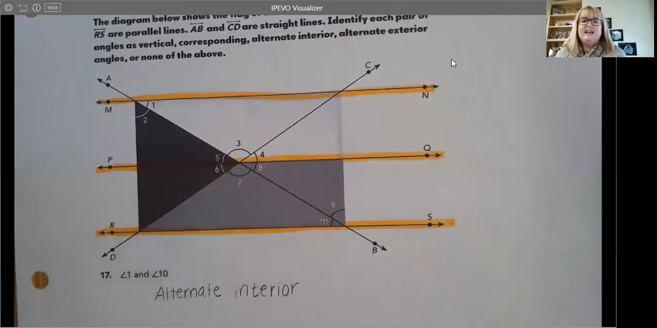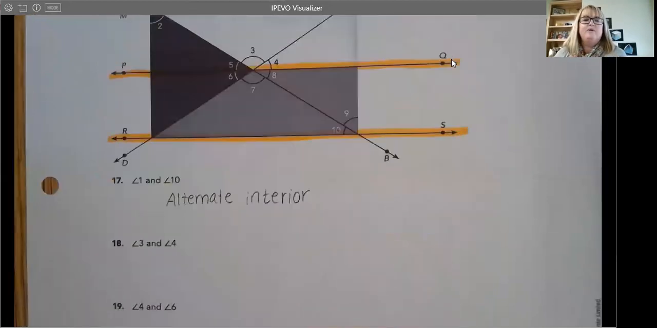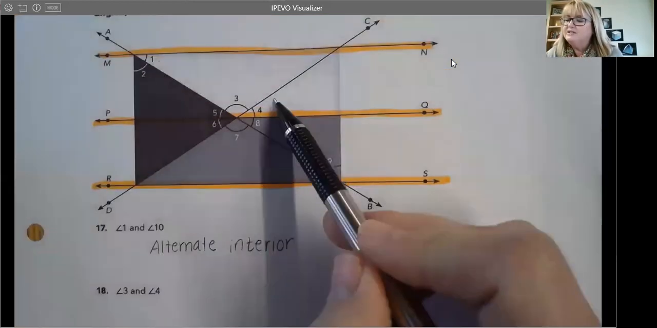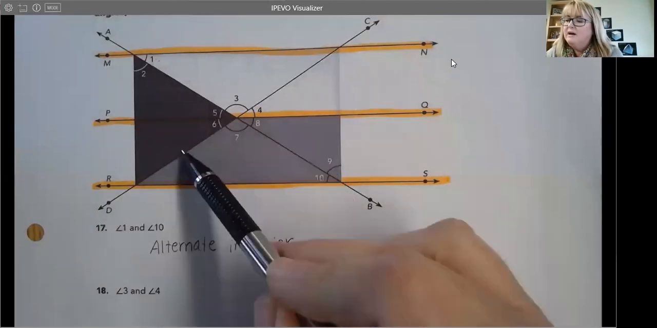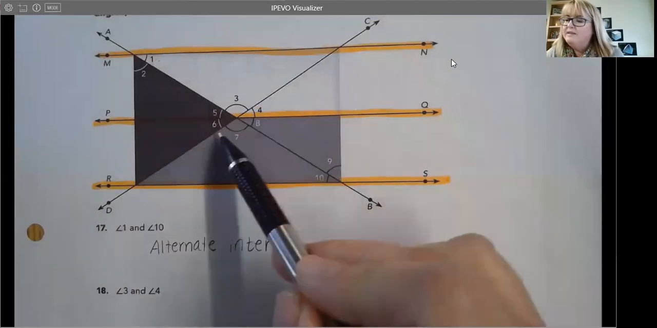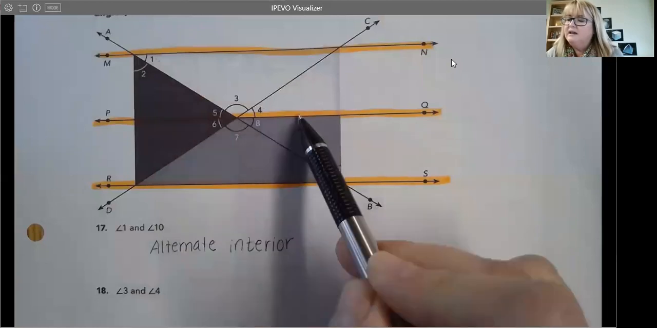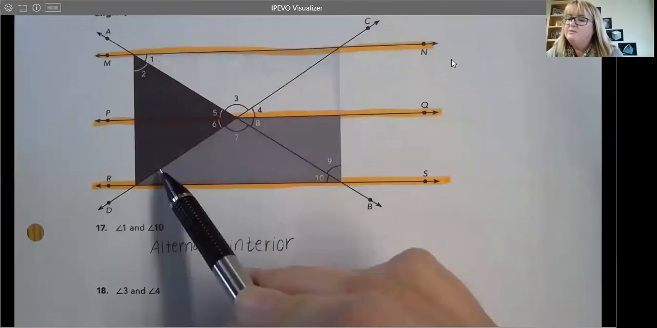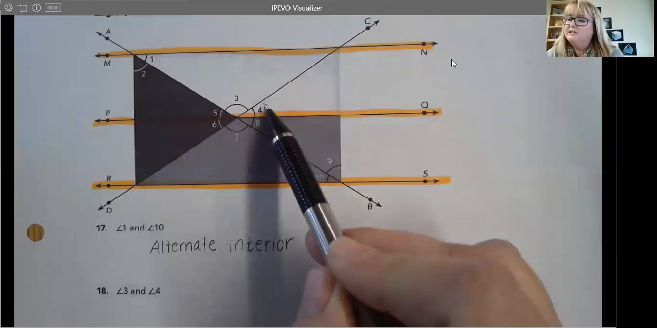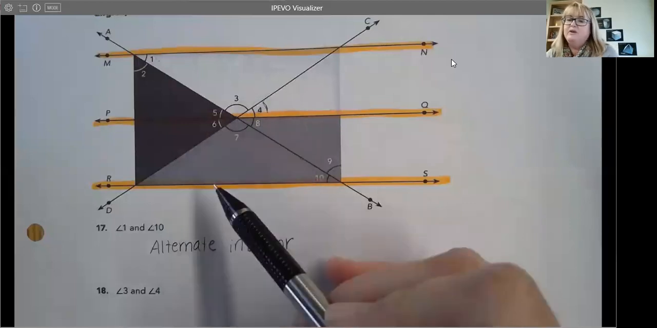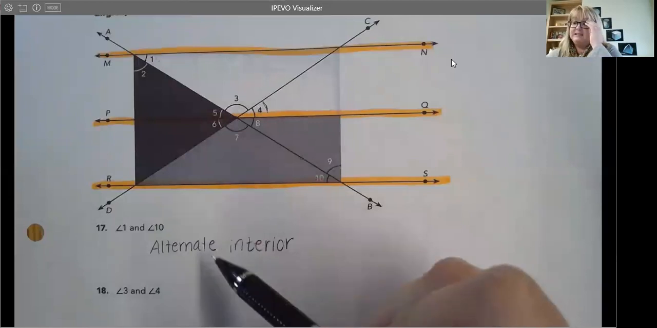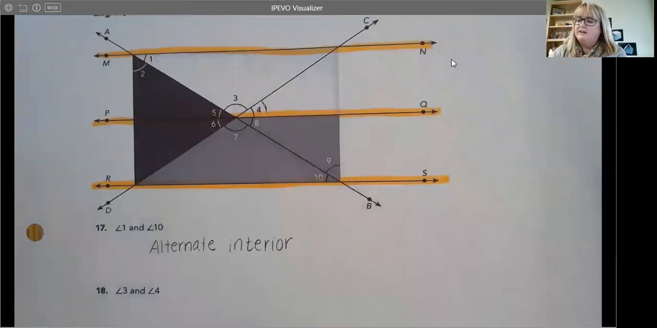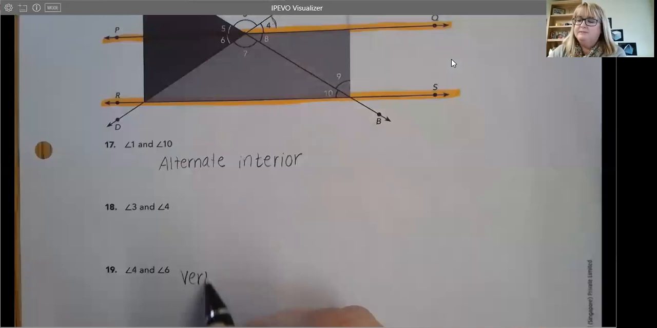Number 19 asks us to find angle 4 and 6. So here's 4 and here's 6. Oh, interesting. They share a vertex, and this line. What do we call this and this? You remember from one of our earlier lessons? These are vertical. So angle 4 and angle 6 are vertical angles.